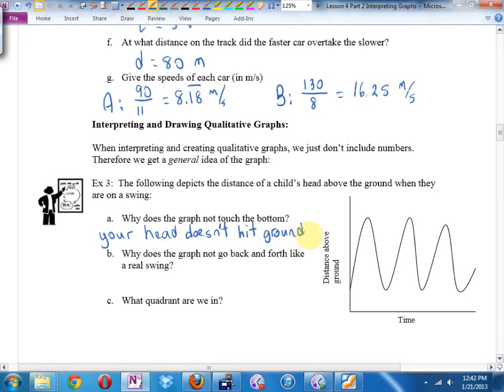Now, why doesn't the graph go back and forth like a real swing? Well, now you have to think a little bit. You see, what's happening is time moves forwards. When you're on a swing, you're at your highest, then you come back down, then you swing up again, then you come back down again, and so on. But time keeps moving forwards.